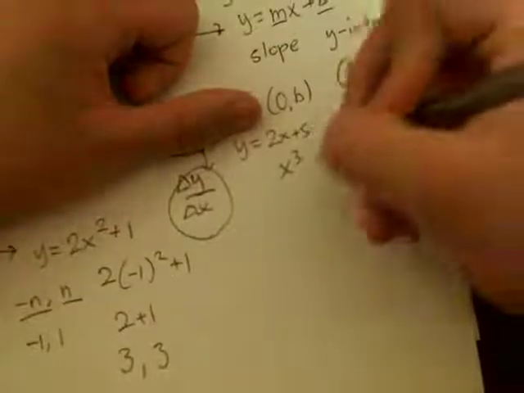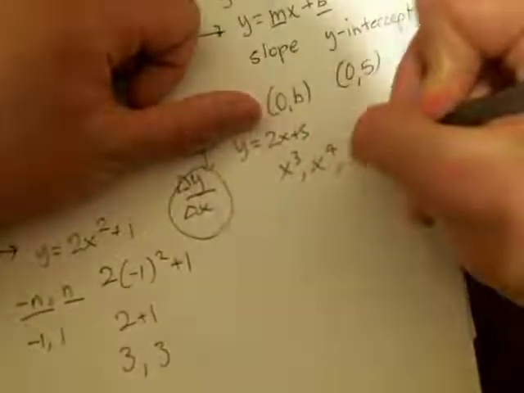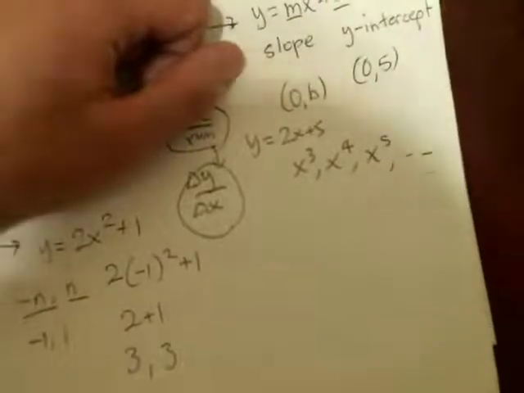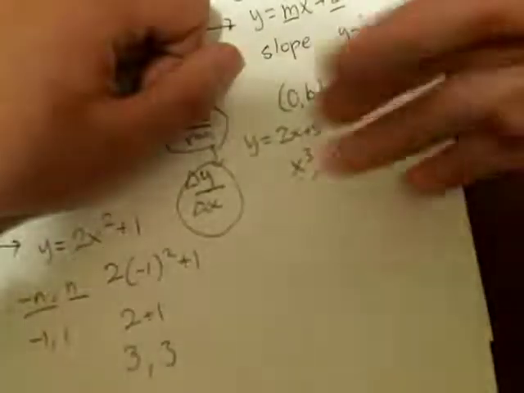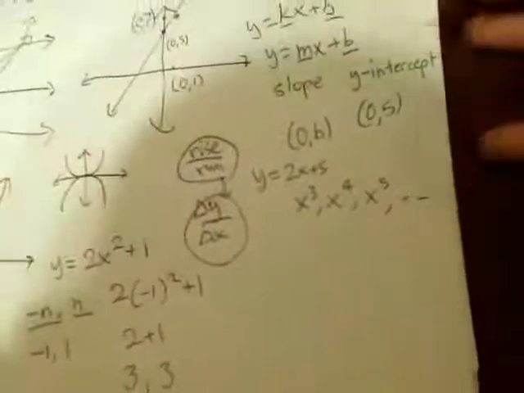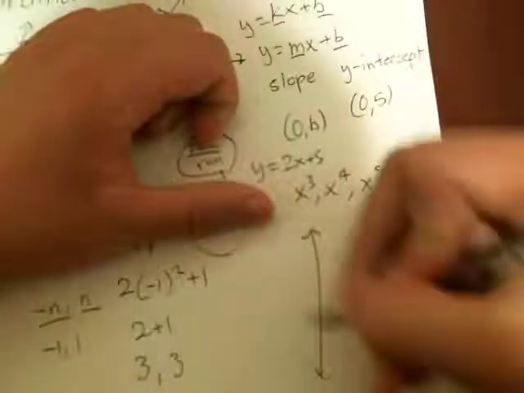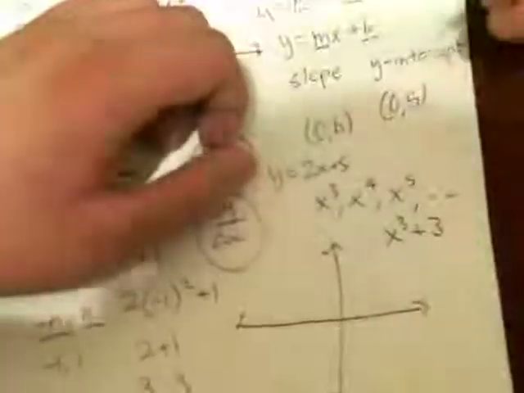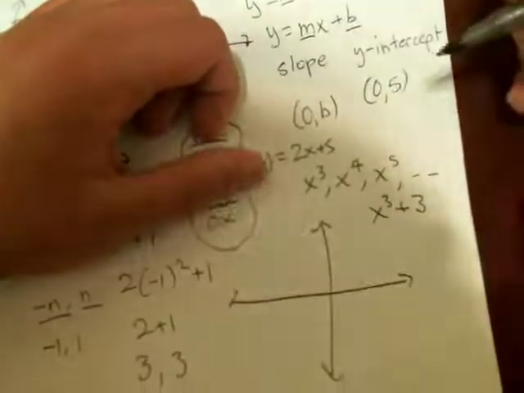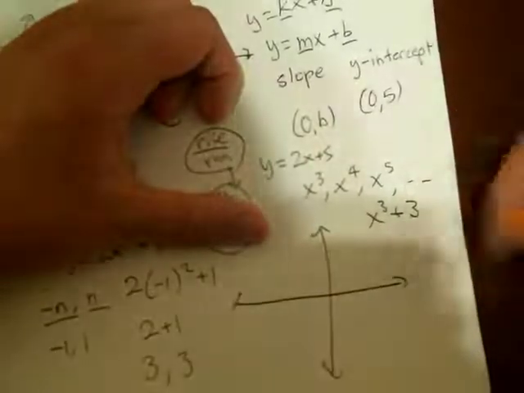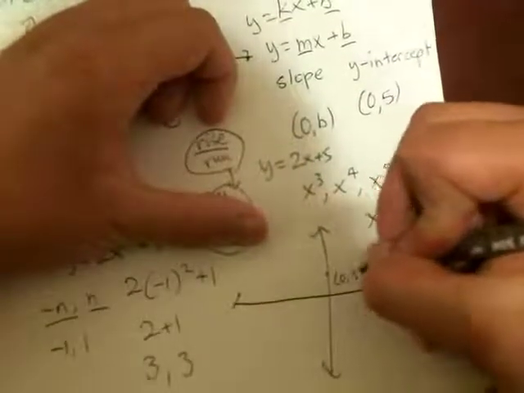There are other graphs, such as x to the power 3, x to the power 4, x to the power 5, and so on, and different forms of these when they're shifted in all four directions, or changed in width and height and things like that. We'll graph x cubed plus 3 as an example. So first, the y-intercept is (0, 3).